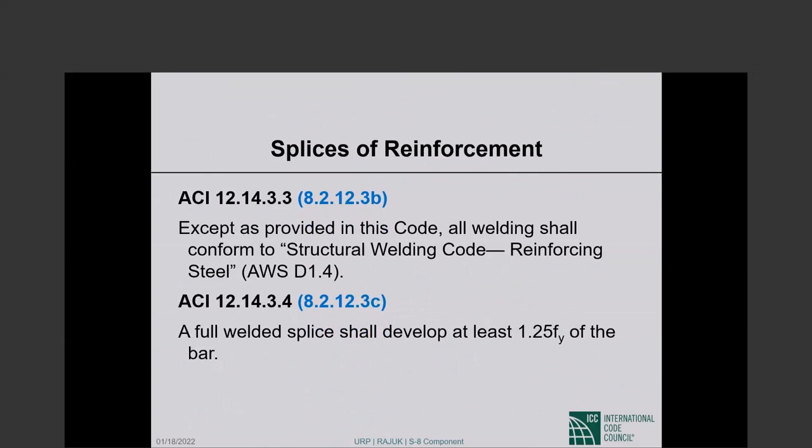Except as provided in this code, all welding shall be by AWS D1.4. There must be parts of the world where that is not followed, but in a large part of the world, AWS, that's American Welding Society, D1.4 is what is used for welding. A full welded splice shall also develop 125% of the yield strength of the bar that it is splicing.